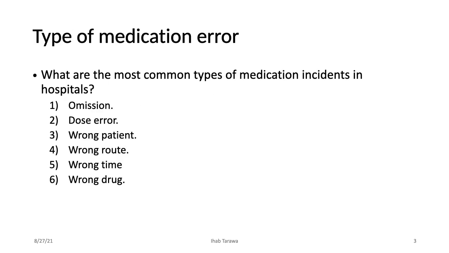What are the most common types of medication incidents in hospital? You can select from omission, dose error, wrong patient, wrong route, wrong time, wrong drug. Omission is the commonest cause of medication error.